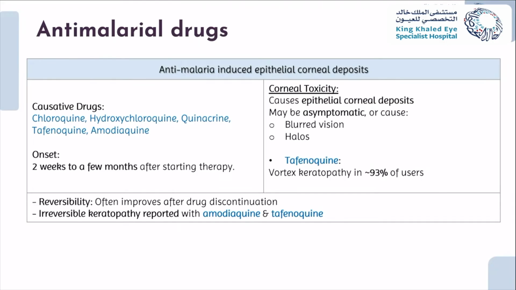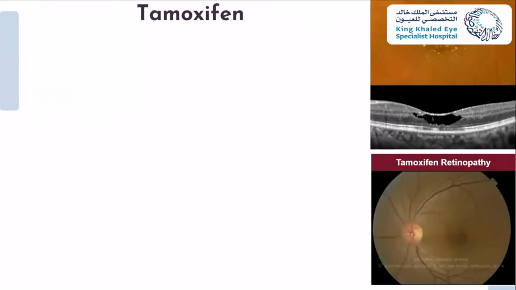For the antimalarials, we have hydroxychloroquine, chloroquine, amodiaquine, and tafenoquine. The onset is about 2 weeks. The toxicity may be asymptomatic, but it can cause blurred vision and halos. After discontinuation of antimalarial medication, it will be reversible, but it will be irreversible with amodiaquine and tafenoquine.